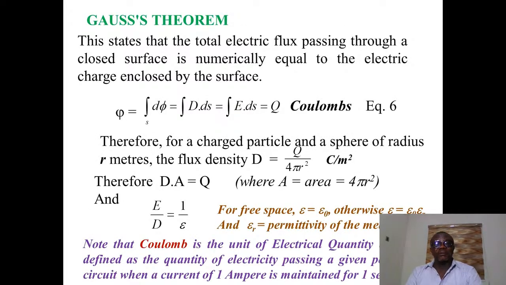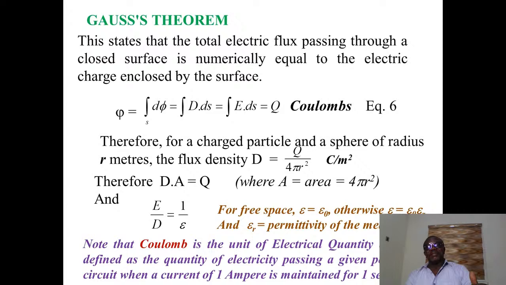That brings us to another level, which we call the Gauss theorem. This states that the total electric flux passing through a closed surface is numerically equal to the electric charge enclosed by the surface. It gives us that phi is equal to the integral of D over the surface S, which is equal to the integral of D dS, which is equal to Q.